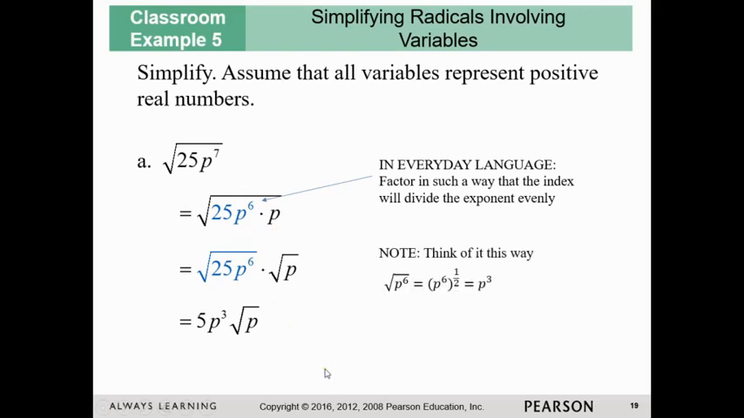You can think of it this way. P to the 6th is the same thing as p to the 6th to the half. Remember fractional exponents? And that gets us to p to the third. Or you can think of it this way. P to the third times p to the third is p to the 6th. So we're taking the square root of this, and we get p to the third.